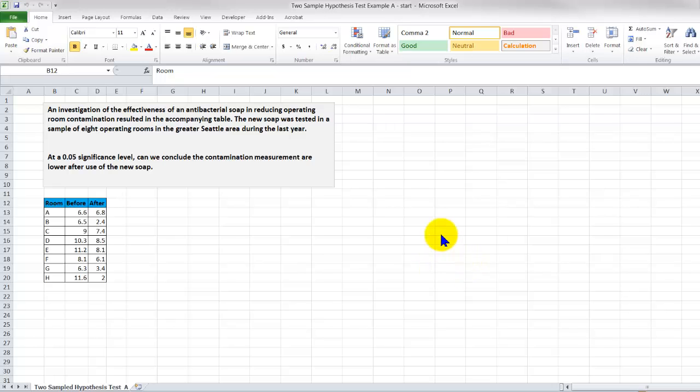Okay, we have the starting file here. We have the table of those before and after results and whatever metric they're using for assessing what the contamination level is. Let's go ahead and document what we know in this particular problem. We know that the alpha value is going to be 5%, 0.05.